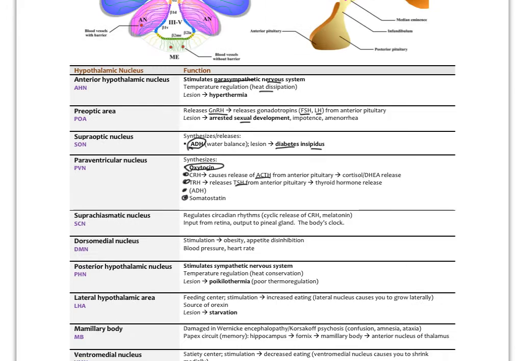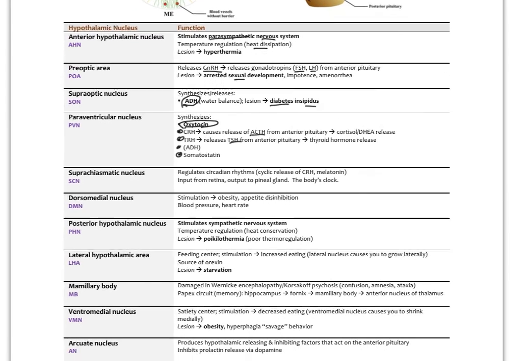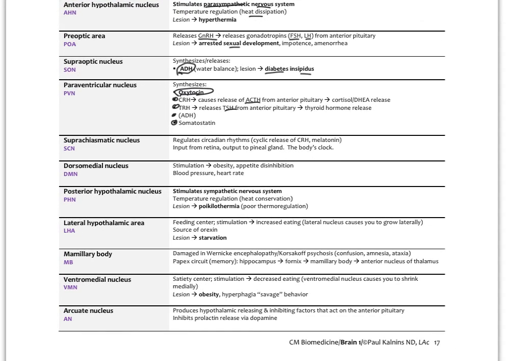The lateral hypothalamic area, LHA, on the sides, is also involved in appetite. This is your feeding center. So when you stimulate this, there's increased eating. You can think of the lateral nucleus causes you to grow laterally, and this is the source of orexin. Lesions here would result in starvation.